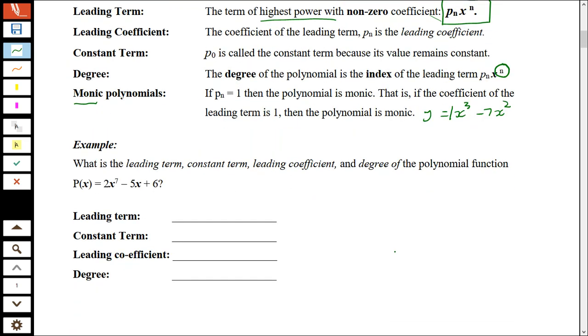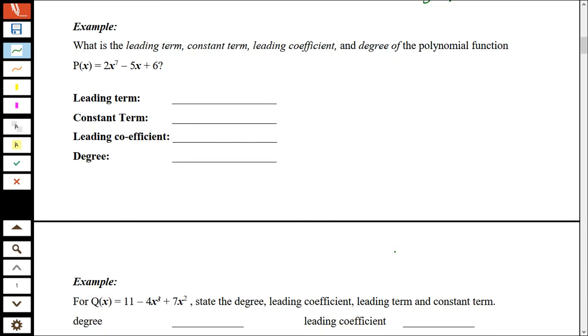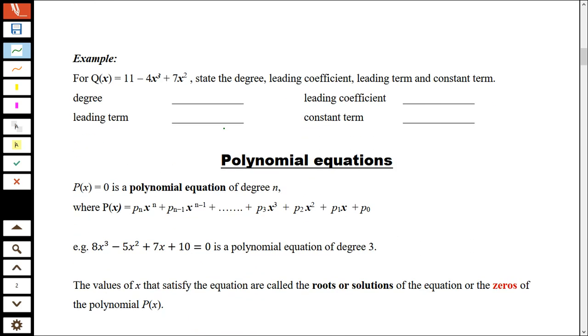All right, first example for you to look at. I want you to fill in these blanks here. So let's have a look. Leading term is the term with the highest power, 2x to the 7. Constant term is the term without the pronumeral, that's 6. Leading coefficient is 2. The degree of this polynomial is 7. Okay, let's look at another one.